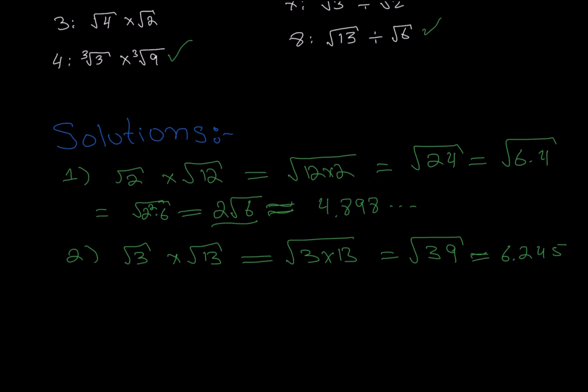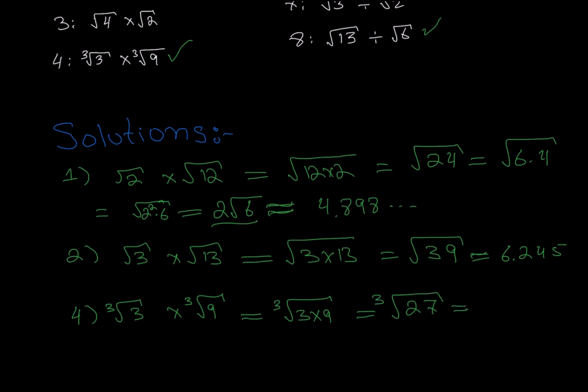Number 4 is the cube root of 3 times the cube root of 9. We have to write down the index for this cube root, because if you don't, it will become a square root, actually. So cube root of what? They share the same degree, and we can multiply. 3 times 9 cube root. 3 times 9 is 27, cube root.